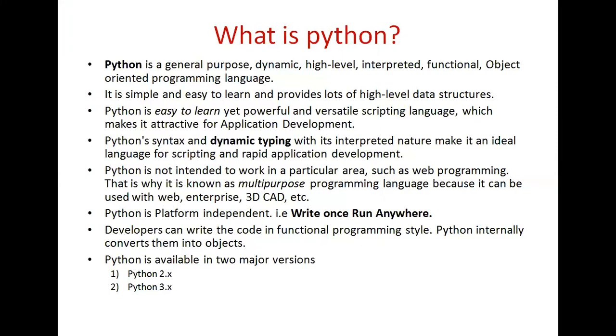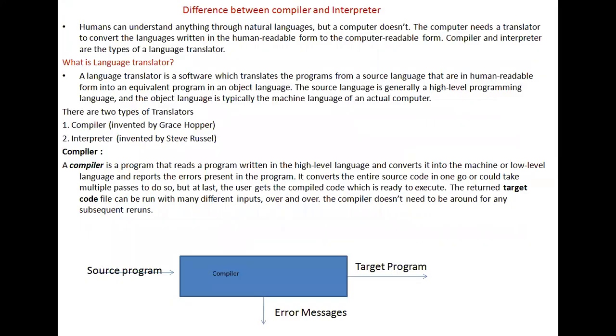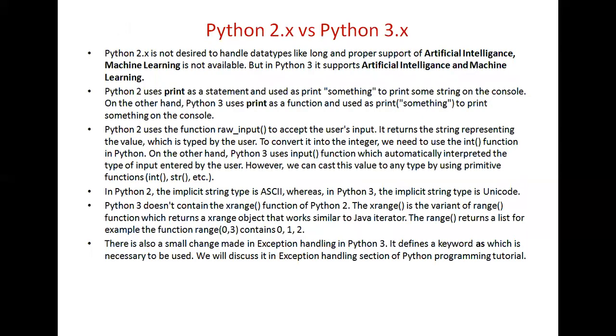Okay, and here Python is available in two major versions. One is Python 2.x and one is Python 3.x. I explained to you what is a compiler and what is an interpreter. Okay, Python 2.x versus Python 3.x.